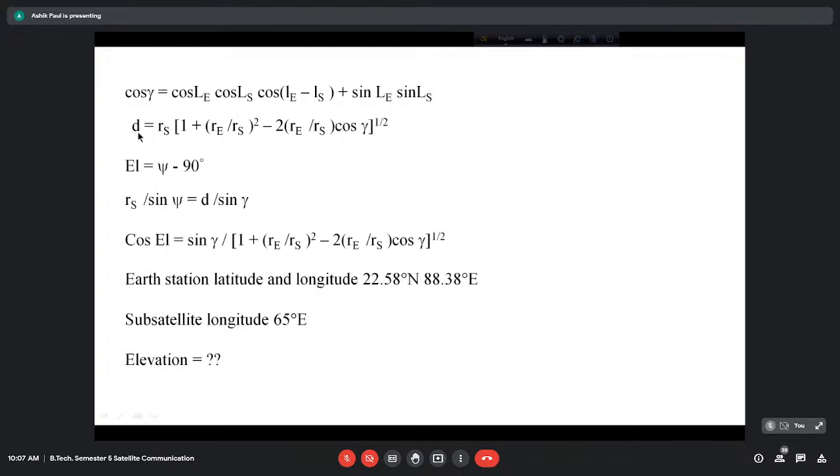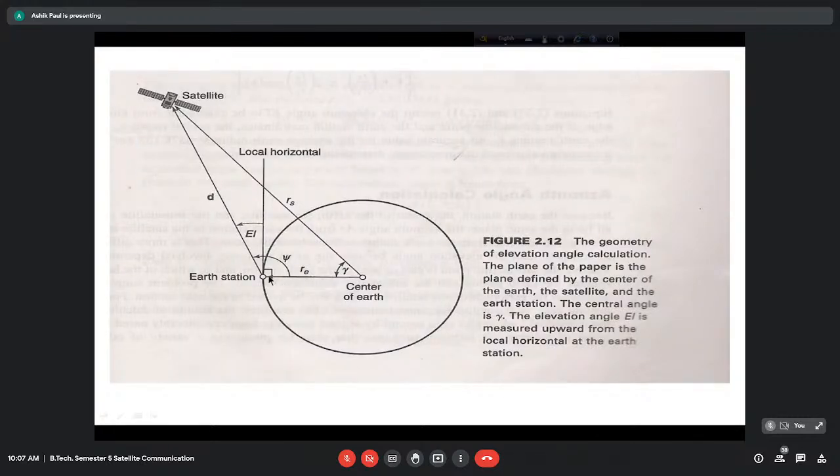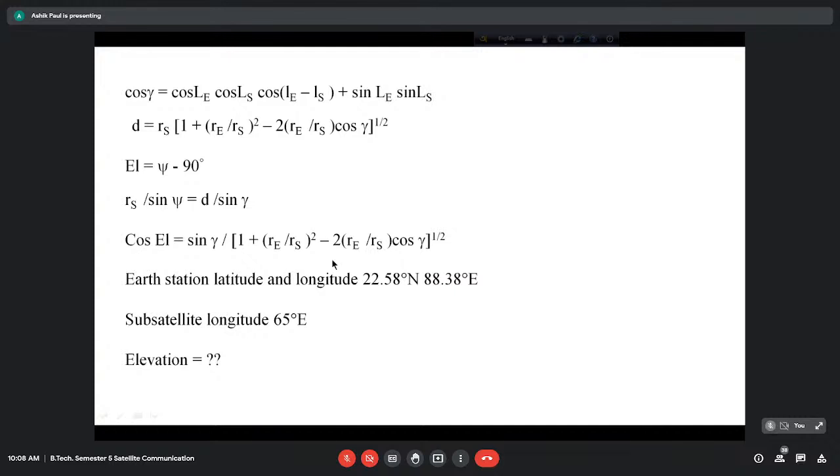Then this distance d can also be expressed in terms of this triangle, whose three sides are RE, D, and RS. This side D can be expressed as the square of one side RE squared, plus the square of the other side RS squared, minus the product of these two sides with the cosine of the included angle, that means the central angle. So this is how it is expressed. That means d squared equals rs squared plus re squared minus 2 re rs cosine gamma.